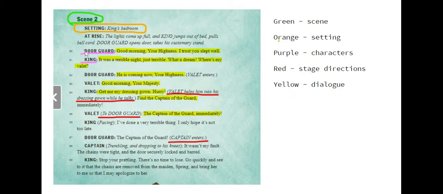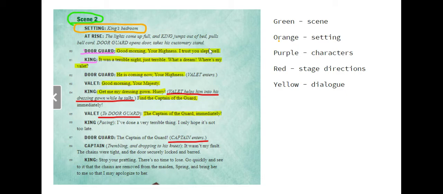Yes. Dialogue is what the characters are going to say. So whoever is going to be the door guard, they're not going to read line 60 by saying, "Door guard, good morning, Your Highness. I trust you slept well." No, no, no. Because we don't say that ourselves. We don't walk into a room and say, "Miss Qualls, good morning, class. So glad you're here." Doesn't make sense, does it? It's kind of silly. So we leave the character name off if you're that character, and you only say the dialogue, which is the highlighted part.